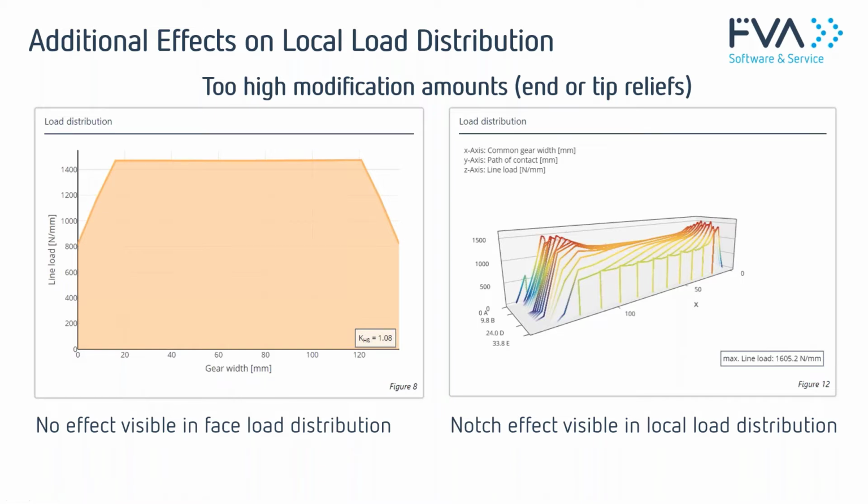So for this, you have to have a quite good load distribution program, as for example the FVA Workbench, to take into account these influences, and then you can modify your tooth modifications, for example, by reducing the amount or by changing to a circular end or tip relief to avoid those local load peaks.